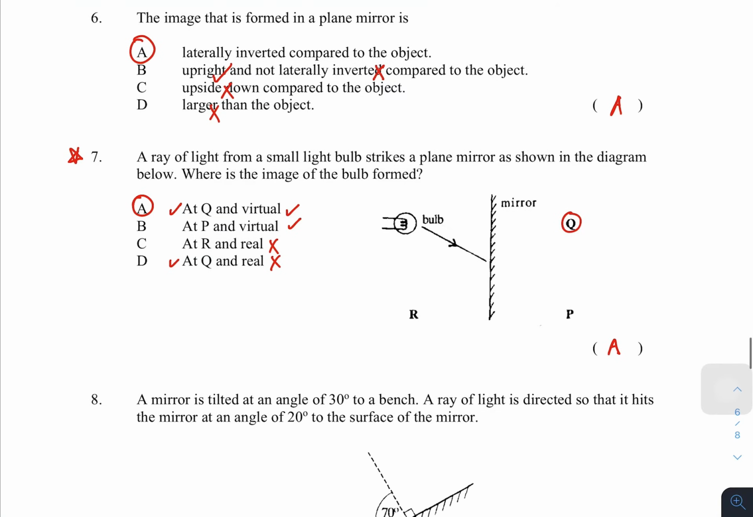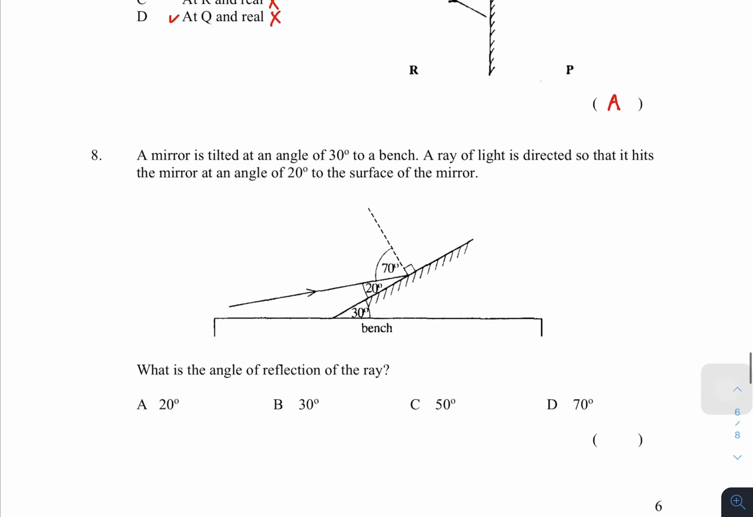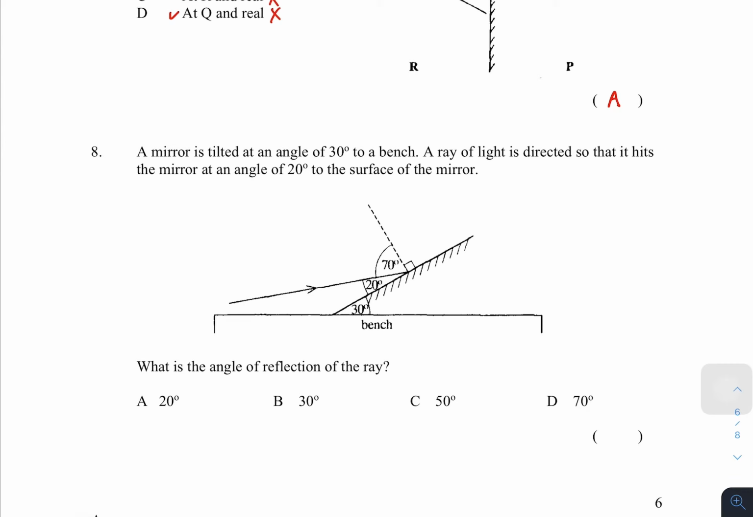Okay, now and always remember that the image to the object will always form a perpendicular line with the mirror. So that is the key skill that you will need in this chapter. Number 8, a mirror is tilted at an angle of 30 degrees to a bench. A ray of light is directed so that it hits the mirror at an angle of 20 degrees to the surface of the mirror. So we have an incident ray coming to the mirror, and then we will have a reflected ray going away from the mirror.